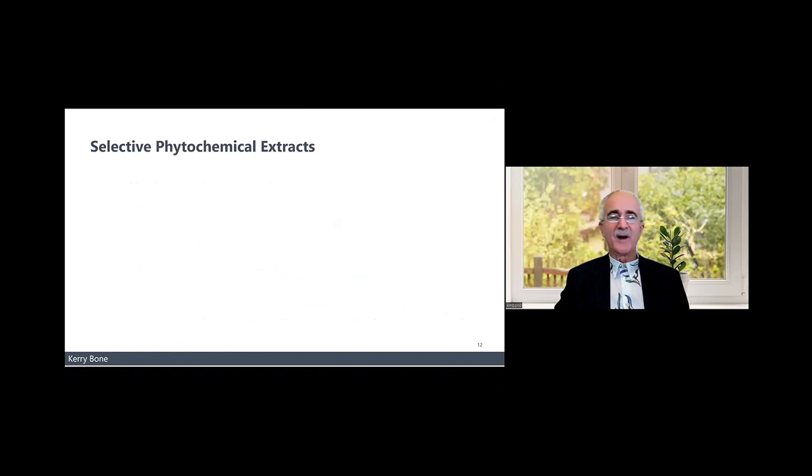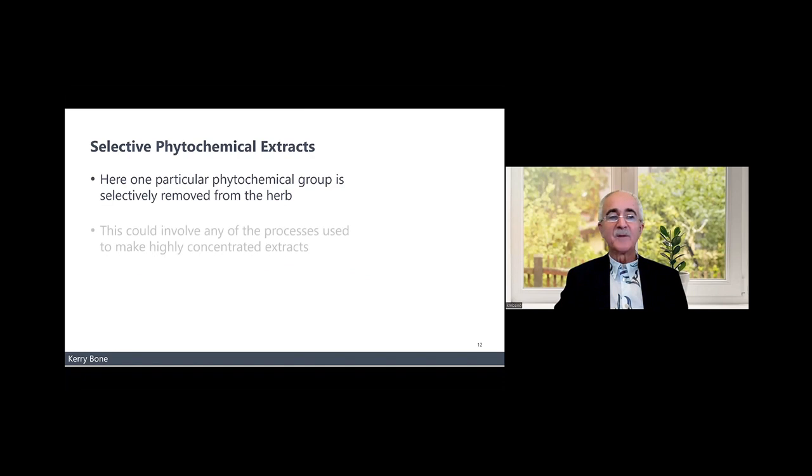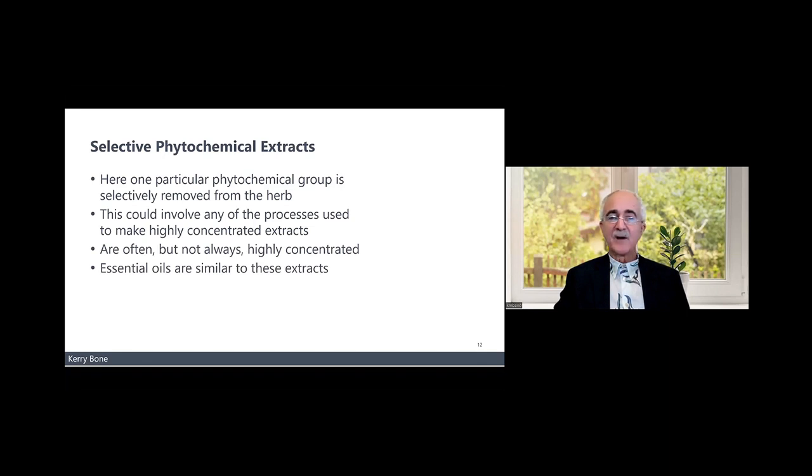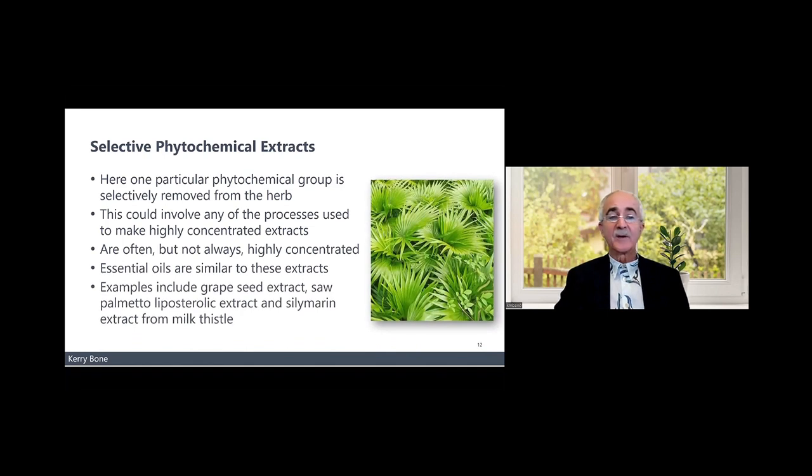And then we have the selective phytochemical extracts, which do, as I mentioned, include essential oils. And here, as mentioned, one particular phytochemical group is selectively removed from the herb. And this can involve any of the processes I mentioned earlier that are used to make the highly concentrated extracts. As a result, often, but not always, they're typically highly concentrated. And I've mentioned essential oils. Examples here include the grapeseed extract, the saw palmetto liposterolic extract, and the silymarin extract from milk thistle.